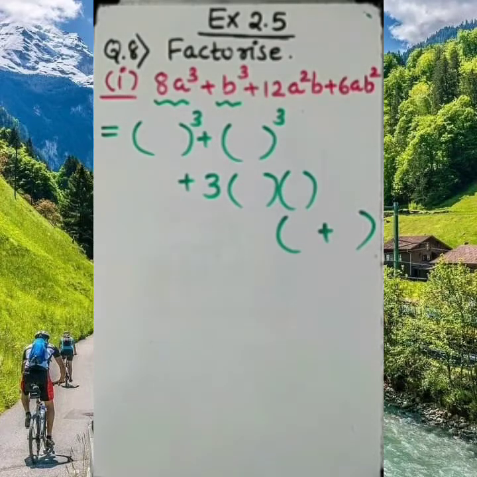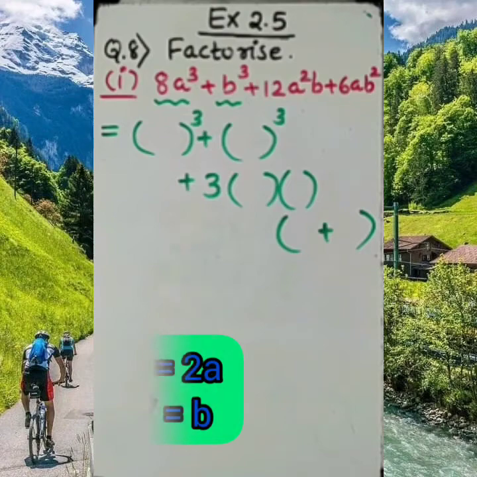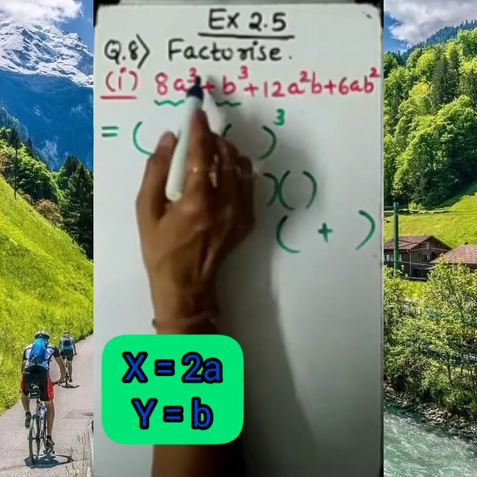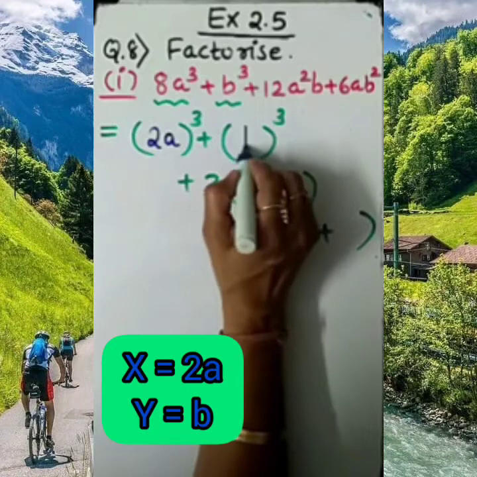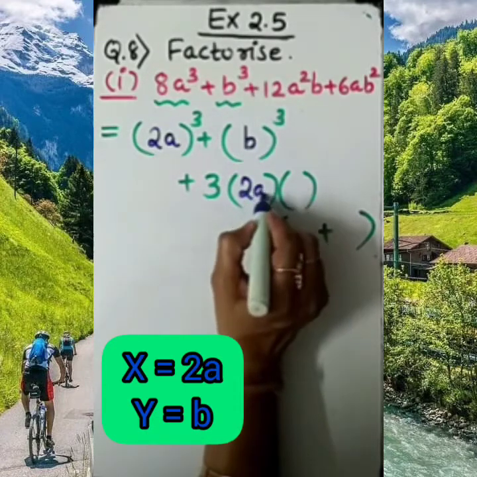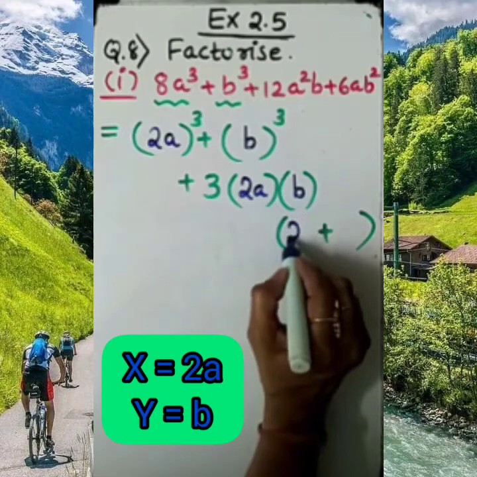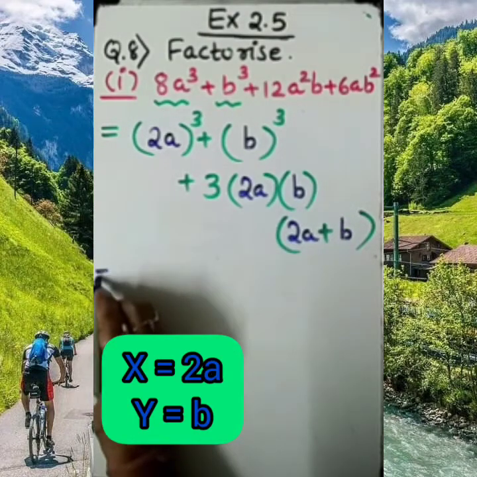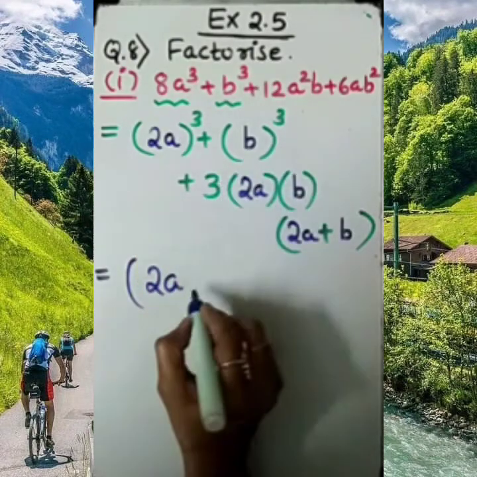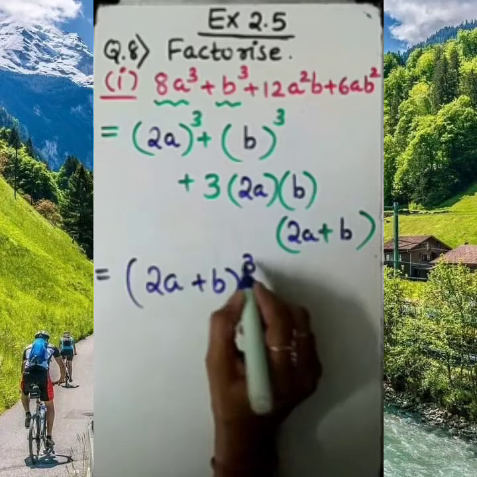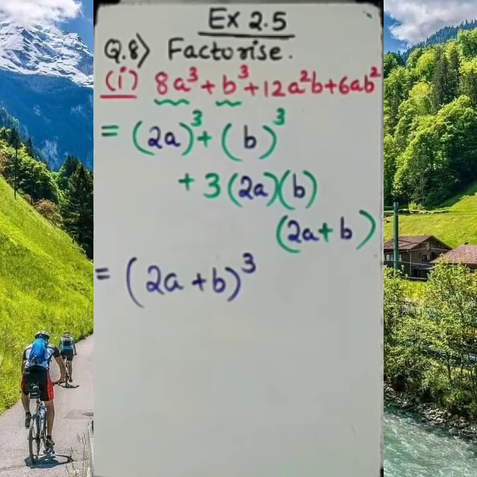Now, what is a? How to decide, how to judge for that? We are here applying the x y wala identity, you can also use it, simple. So what is x here? x is 8a cube, which is the cube of 2a. This is the cube of b. As we know, this is the cube of which number? The 2a plus b whole cube. Finish. The sum is over.